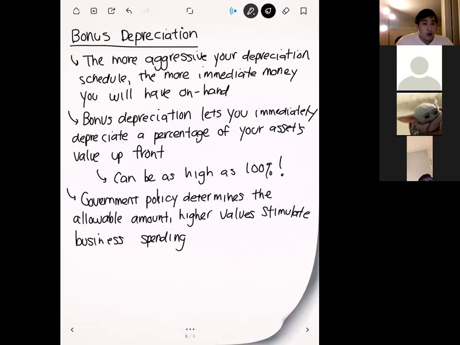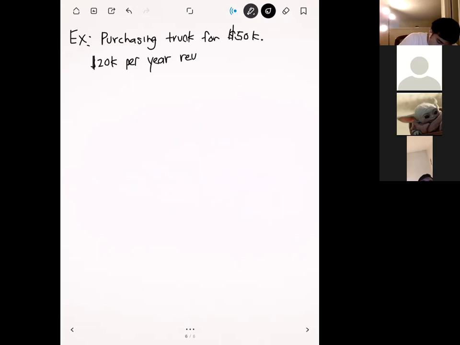Okay. All right, and so just to refresh your memory, the idea with this example is, I think we're purchasing a truck for $50,000. Okay. This truck is expected to pull in $20,000 a year in revenue. And at the end of the fifth year, we can sell it, we salvage it for another 10K.